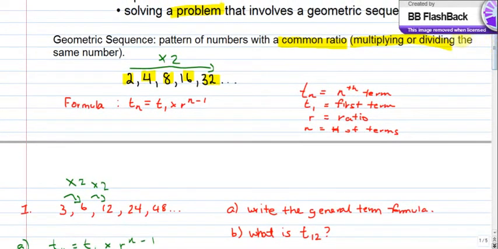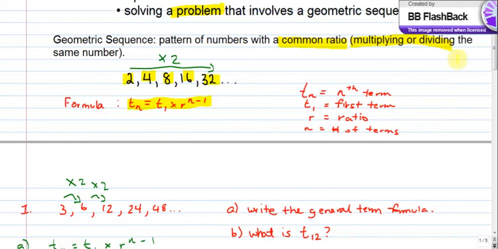For the general term formula for a geometric sequence, it's written as T of n equals term 1 times r to the power of n minus 1. I'll explain each of the variables. T of n is basically the answer you're looking for. It's the answer for the nth term. T1 is the first term of the sequence, so the number 2 from the example above. The ratio is the number you're multiplying by, so for this it would be times 2, so the ratio would be 2, and then n is the number of the term in the sequence.